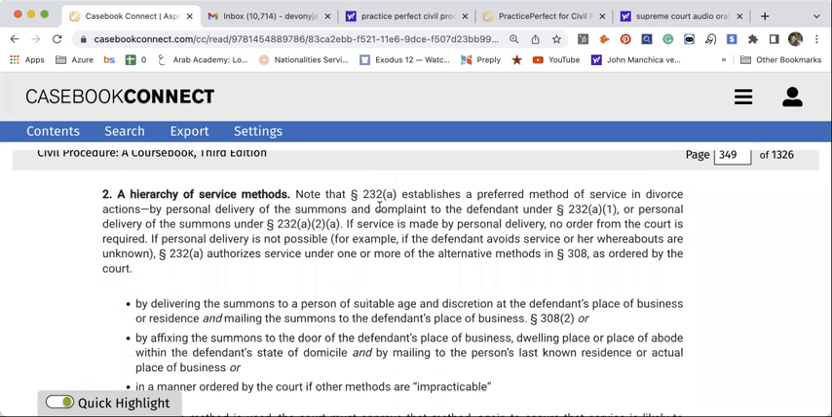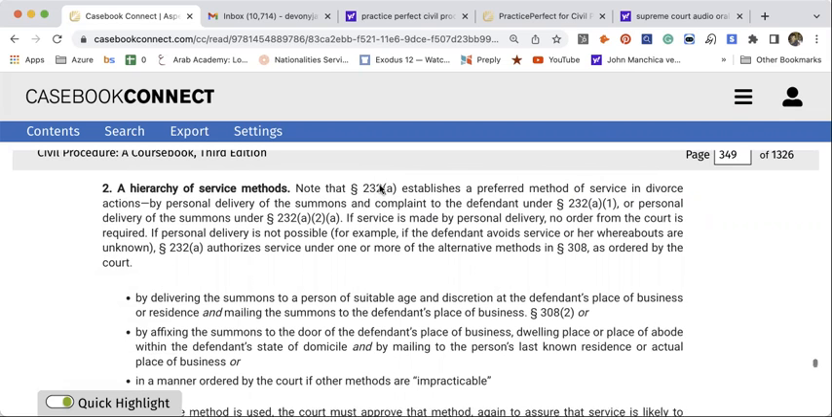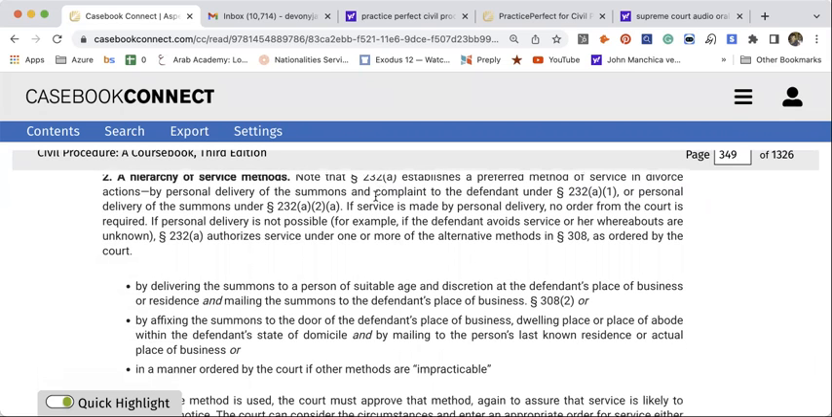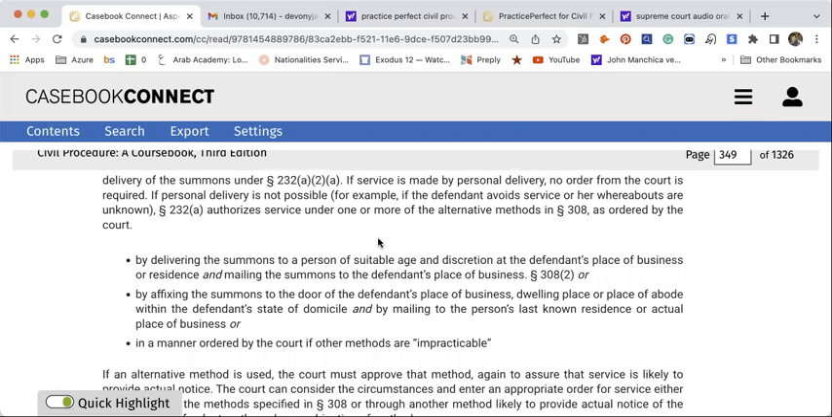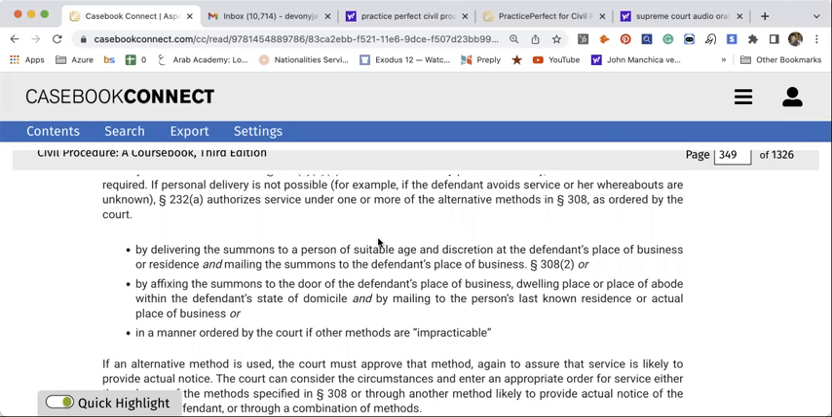Note that section 232A establishes a preferred method of service in divorce actions by personal delivery of the summons and complaint to the defendant under section 232A1, or personal delivery of the summons under 232A2A. If service is made by personal delivery, no order from the court is required. If personal delivery is not possible, for example, if the defendant avoids service or her whereabouts are unknown, section 232A authorizes service under one or more of the alternative methods in section 308 as ordered by the court.